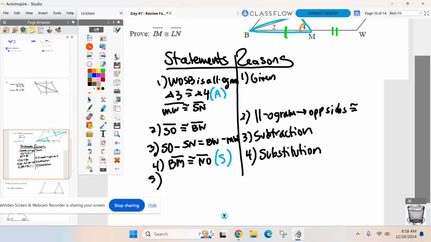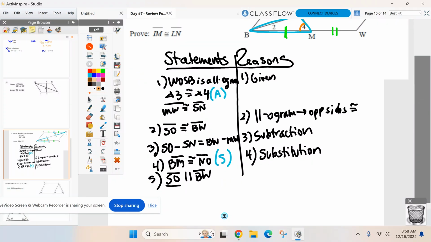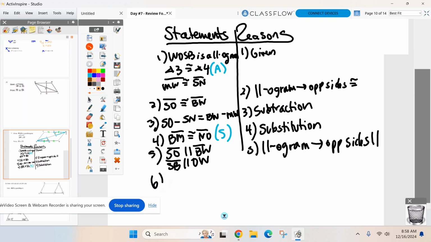So BW, SO, parallel to BW, and I'll even do it, SB and OW. Write them both. Parallelogram implies opposite sides parallel. Look for a diagonal. Look for a diagonal on your quiz. Now you can say 1 and 2 are congruent.